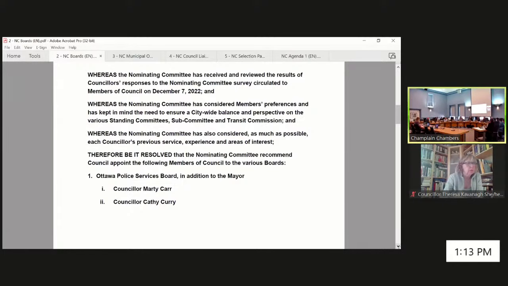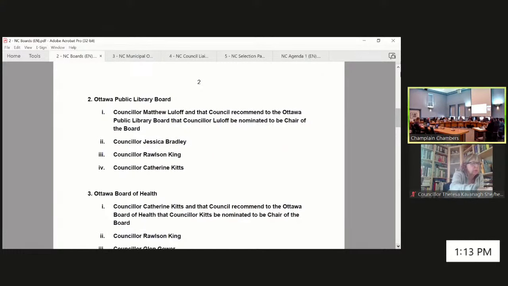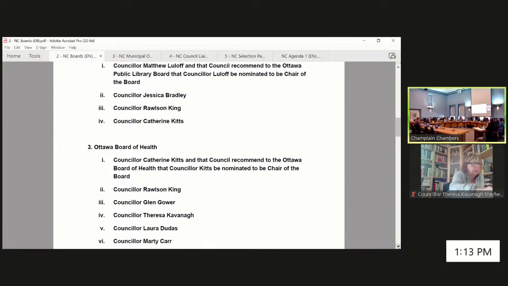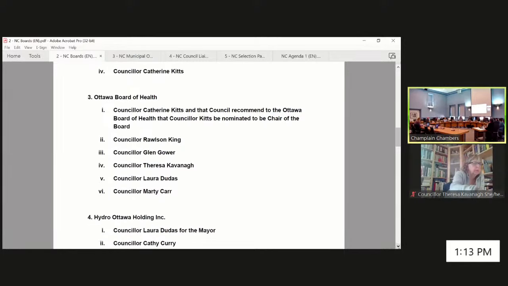1, Ottawa Police Service Board. In addition to the mayor, Councillor Carr and Councillor Curry. 2, the Ottawa Public Library, Councillor Matt Luloff, and recommend to the Ottawa Public Library that Councillor Luloff be named chair of the library board. Councillor Bradley, Councillor King, Councillor Kitts. 3, Ottawa Board of Health, Councillor Kitts. And recommend that the Ottawa Board of Health consider Councillor Kitts being nominated as the chair of the board. Councillor King, Councillor Gower, Councillor Kavanaugh, Councillor Dudas, and Councillor Carr.